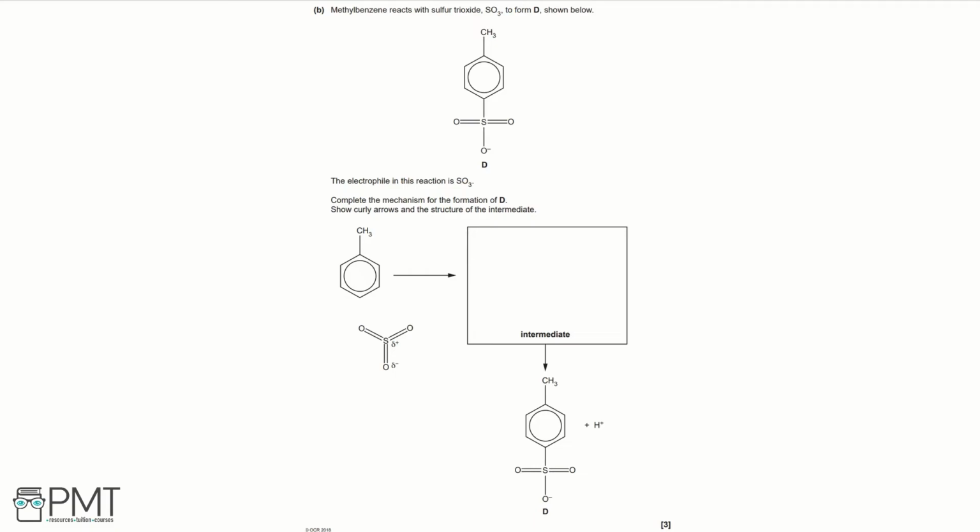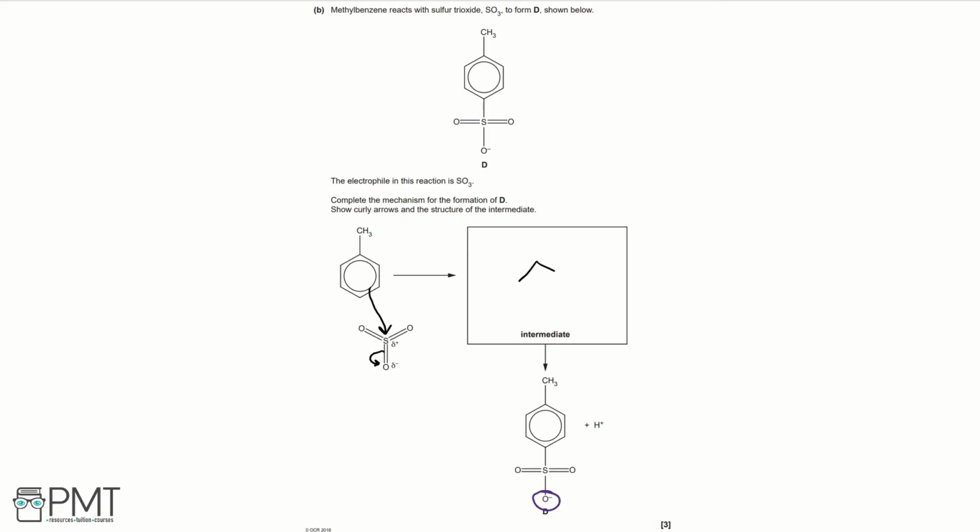So our first curly arrow in this mechanism is going to go from our increased electron density, so it's going to be quite negative, to our delta positive sulfur. So negative to positive. And then we're going to kick off this electron group onto our oxygen with the delta negative charge. And then this is going to form the negative that we can see in part D.